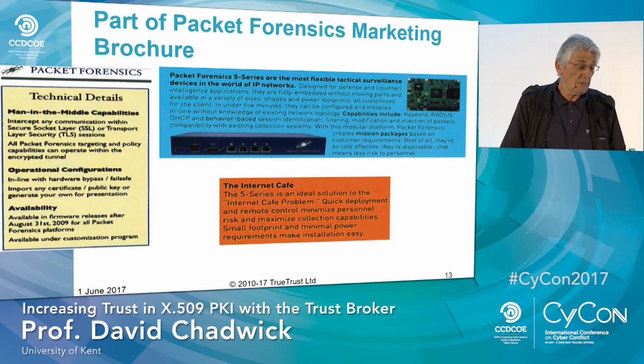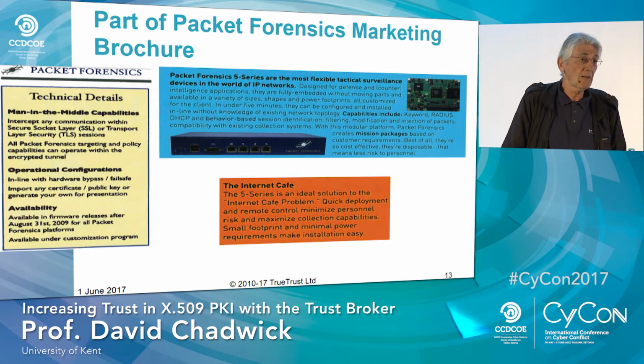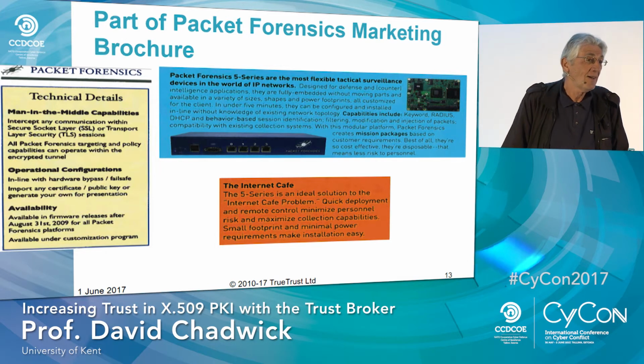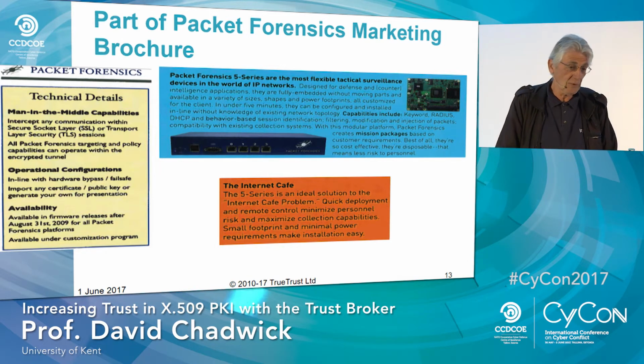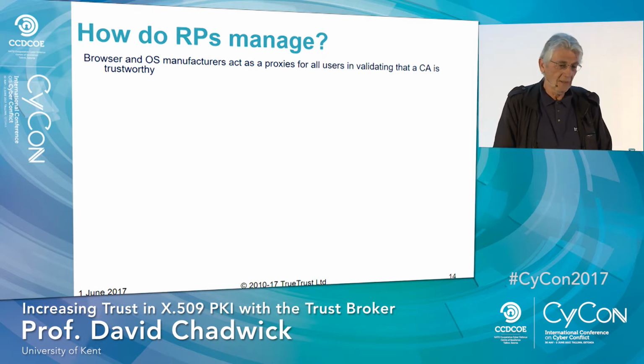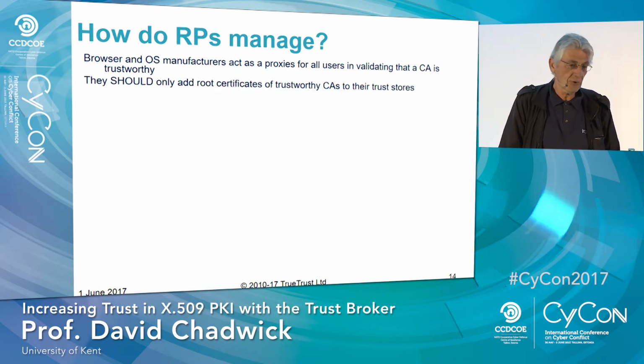But it's not just governments that do it. I was at St Pancras Station in London this last week, and they've got a man in the middle there, and they're intercepting all the traffic. They don't tell you that, but they are, and I knew they were because I could detect it when I was on the internet. So this happens in a lot of places where you have men in the middle with certificates that are intercepting your traffic. So how do we manage? Well, we manage because we trust the browser and OS manufacturers to do the job for us and to validate that the CAs are trustworthy. And they should only add trustworthy root certificates to the browsers. And if they find they're not trustworthy, they should remove them.